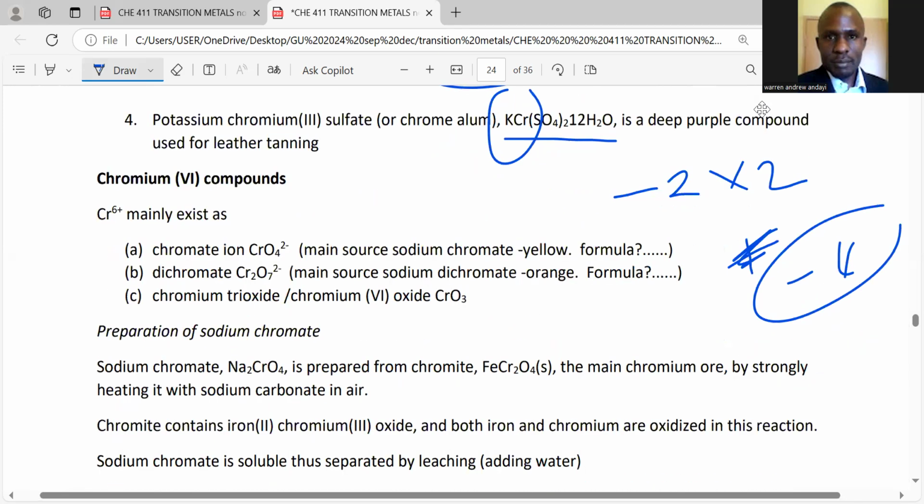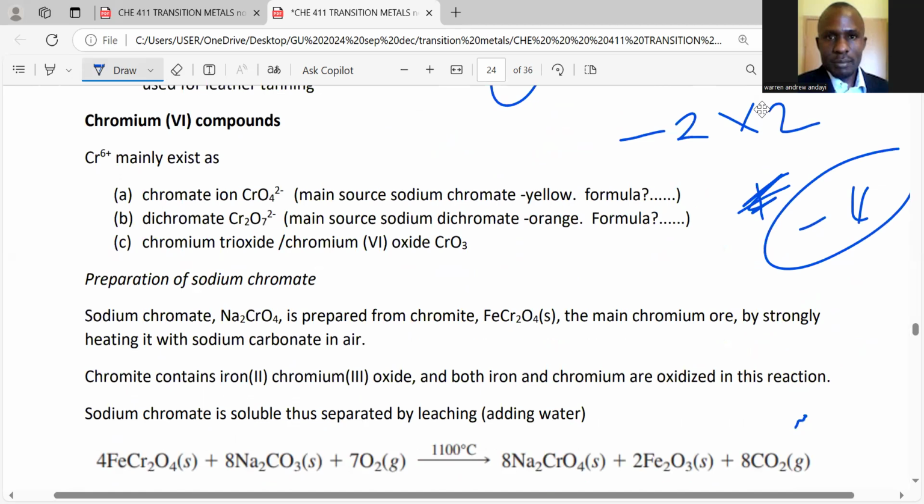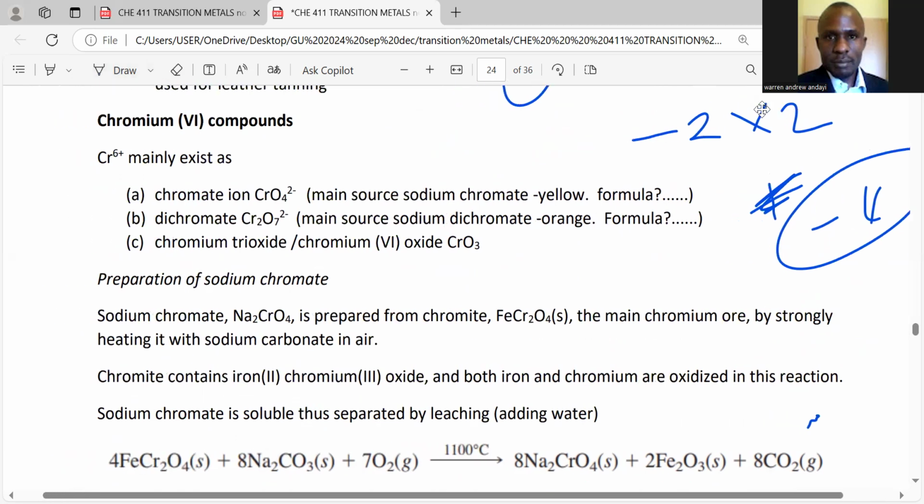Let's look at compounds with chromium 6. So we have chromium 6 compounds which exist as chromate ion, dichromate, as well as chromium trioxide. We have already seen the formula there, chromate and dichromate. Dichromate is just what we call a dimer of chromate, 2 chromates coming together.